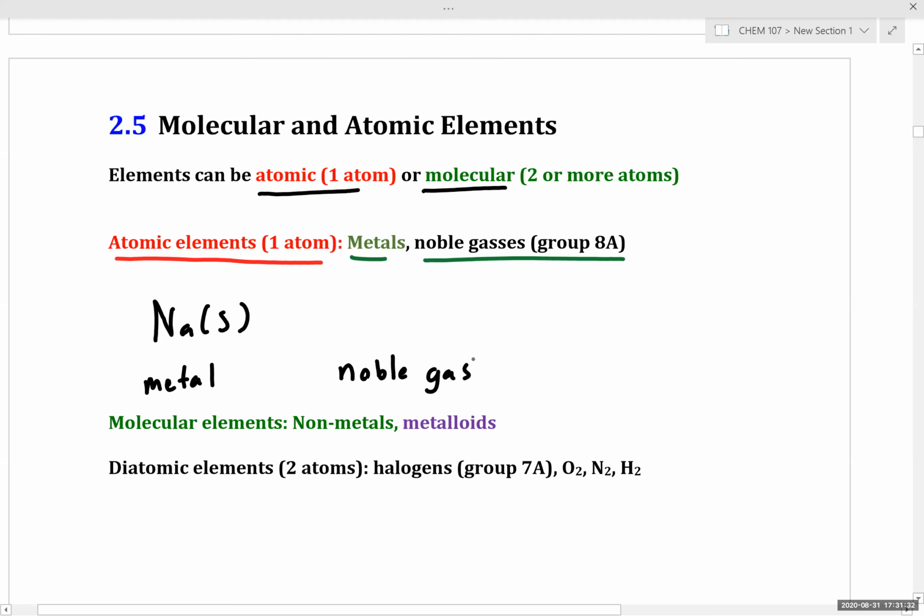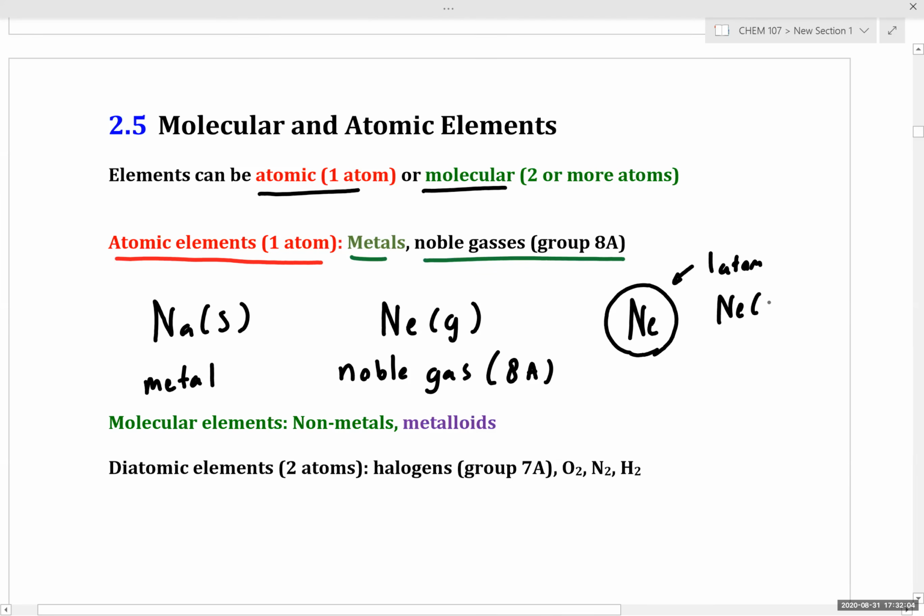Okay, what about a noble gas, which is a group 8A element? What's an example of a noble gas that we can use? I see in the chat we have neon. So again, neon is a noble gas and it's an atomic element. In its formula, we have only one atom. So if we're looking at a picture of neon, it would just have one atom as part of its chemical formula. So neon would be written as neon gas.